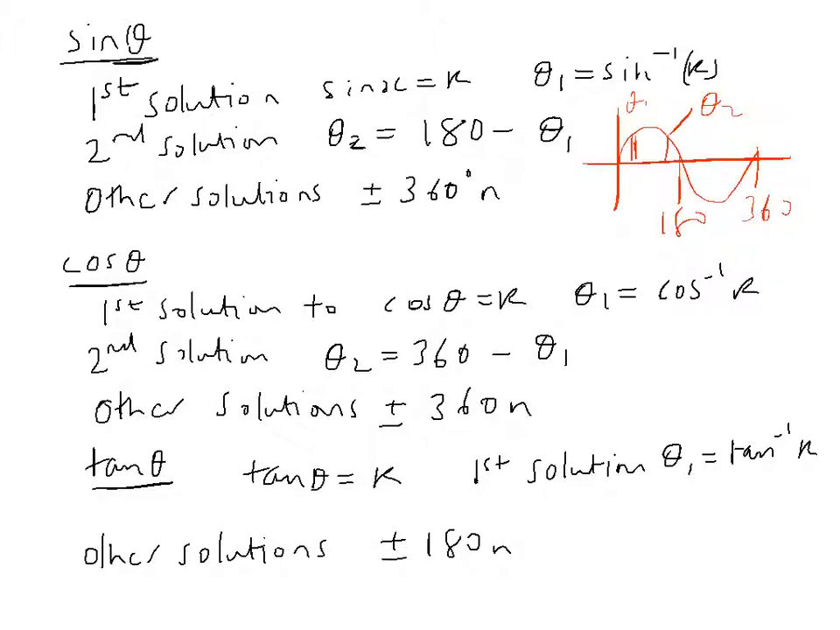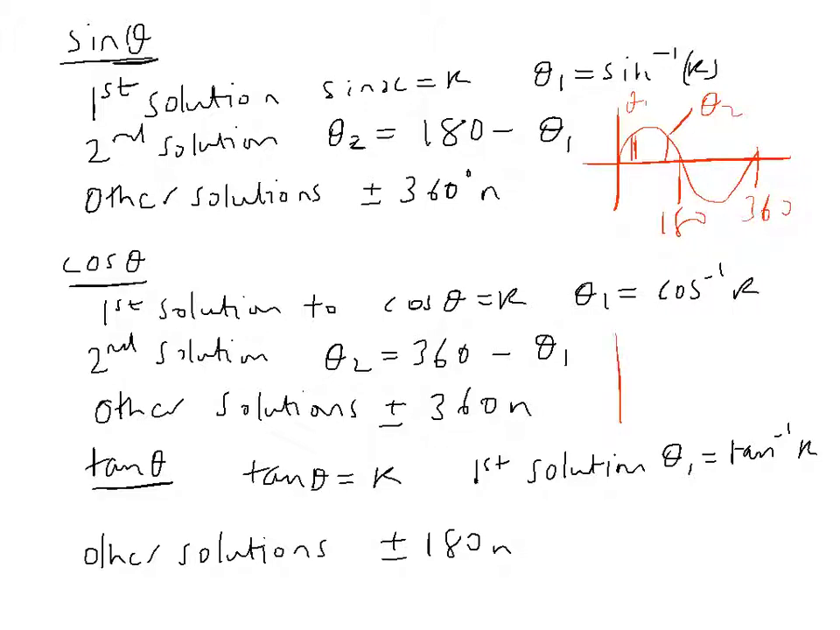Now with the cos theta it works in the same way. We have cos theta equals k. To find the principal value we plug that into a calculator, and this time we do 360 as opposed to 180. That gives us our second value.